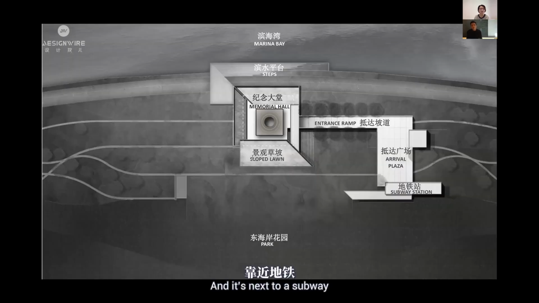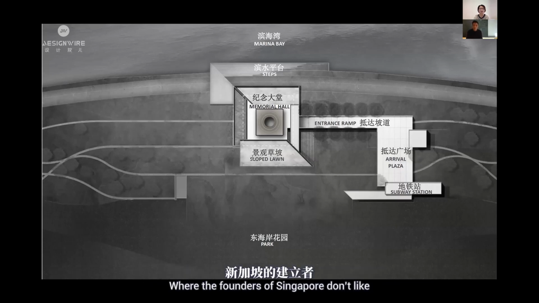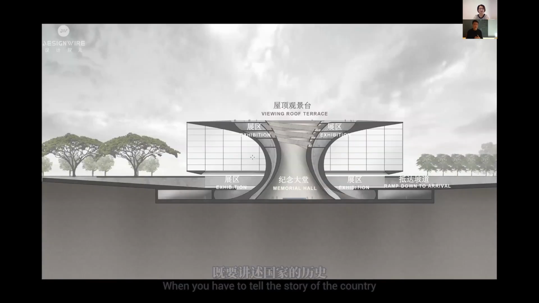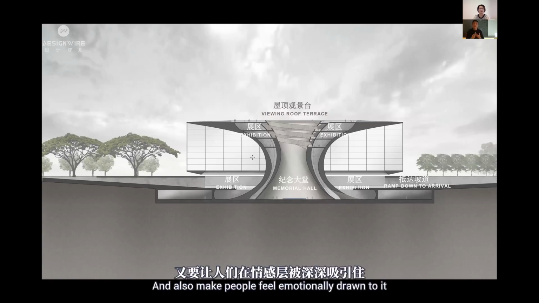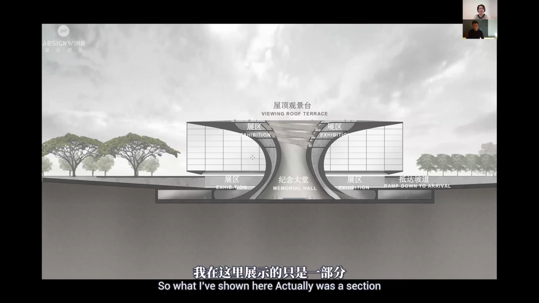And, you know, it's next to a subway and it's in a very prominent site. But the question becomes, how do you start a memorial in a place like Singapore where the founders of Singapore don't like to memorialize themselves in sculptures and statues? So it's not easy to start a project like that where you have to tell the story of the country and also make people feel emotionally drawn to it, to evoke a feeling of pride and sacrifice that came from these leaders. So what I've shown here actually was a section.